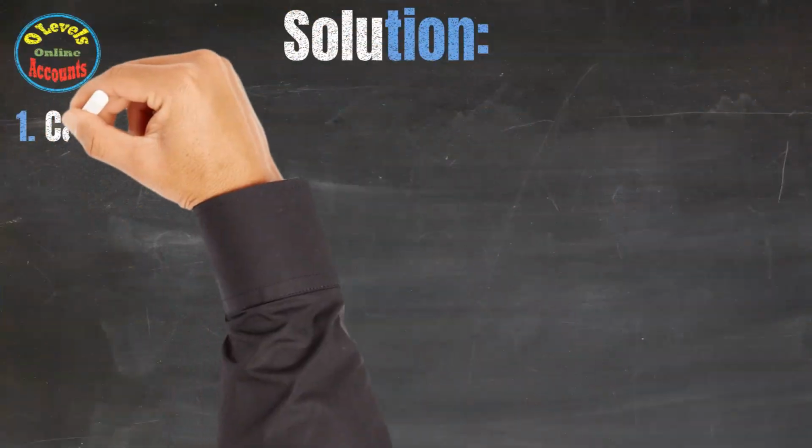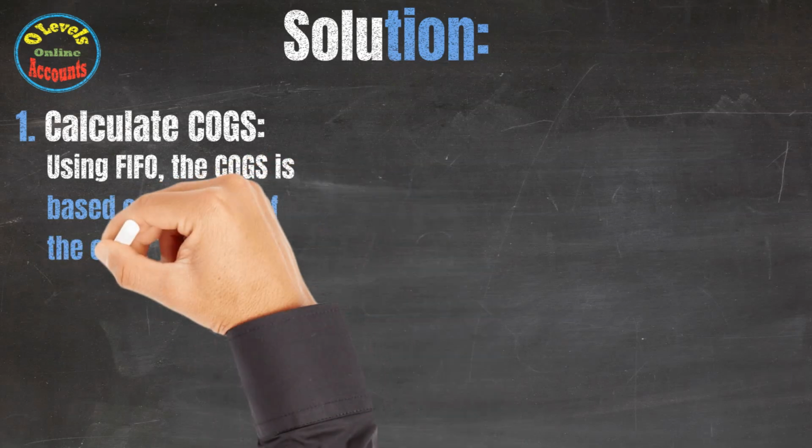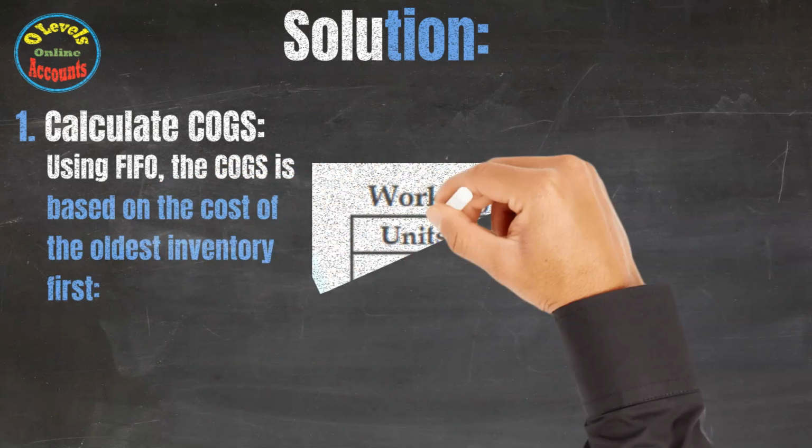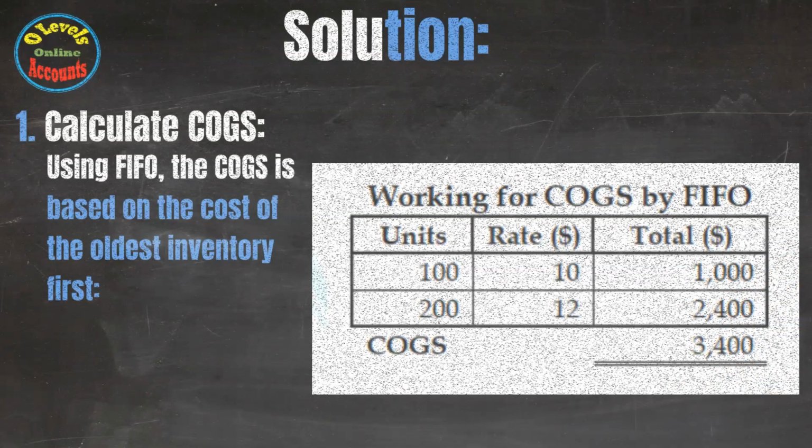To calculate the cost of goods sold using FIFO, the cost of goods sold is based on the cost of the oldest inventory first, as per working. The calculated cost of goods value is $3,400. Let's move to another solution.